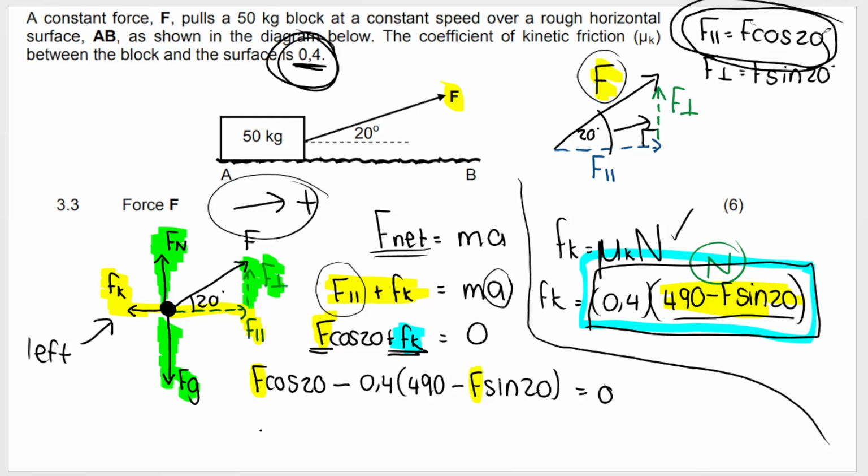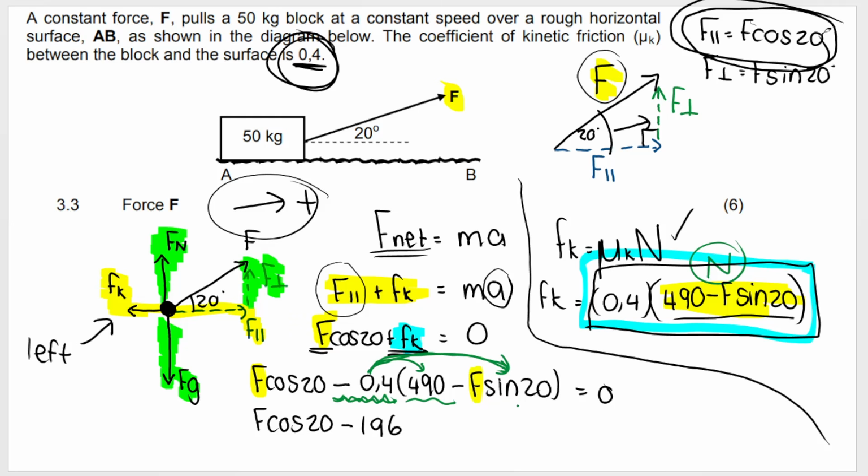So now it's just up to maths. From this point onwards, if you know how to do maths, you can do this. Okay, so F cos 20 carry down. We're going to multiply negative 0,4 distributed into the bracket. So we've got negative 0,4 multiplied by 490. That gives me negative 196. And then, again, negative 0,4 multiplied by F sin 20.